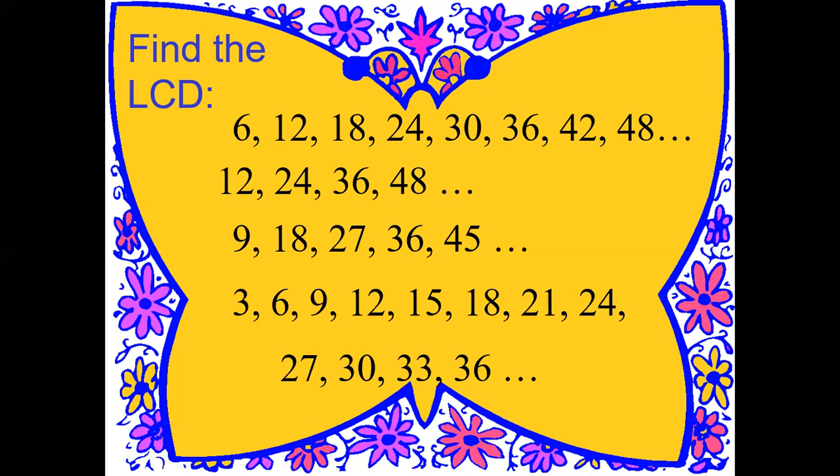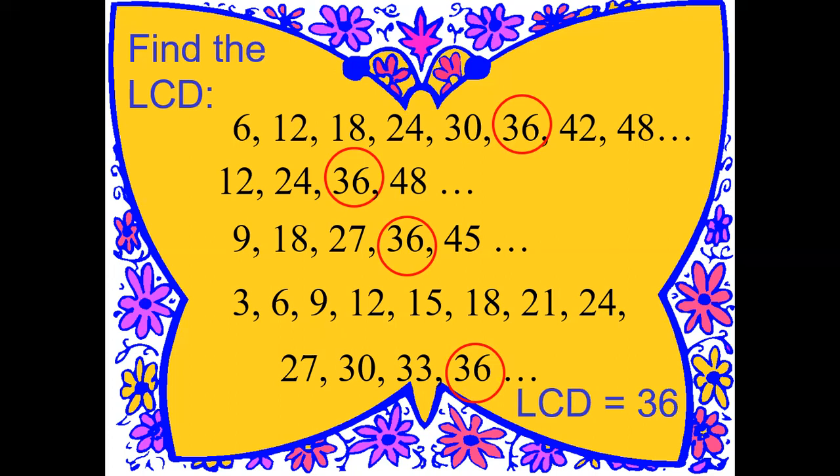Now looking at all these multiples, the number that is common to all, the least that is 36. There, 36, 36 again, 36, and 36. So 36 is the least common denominator. So the LCD equals 36.